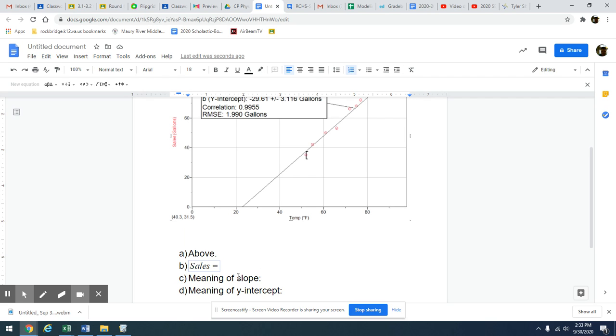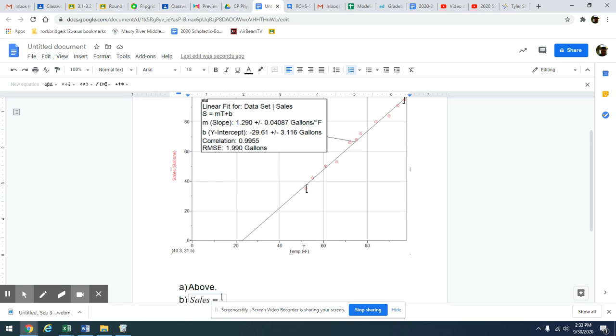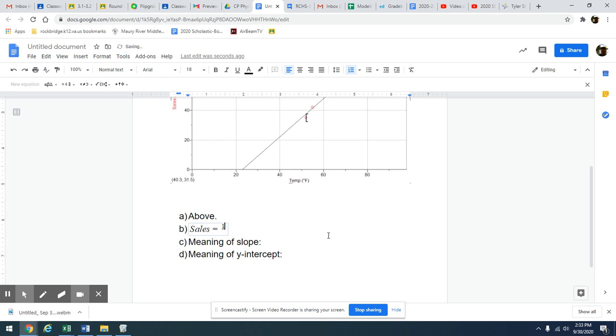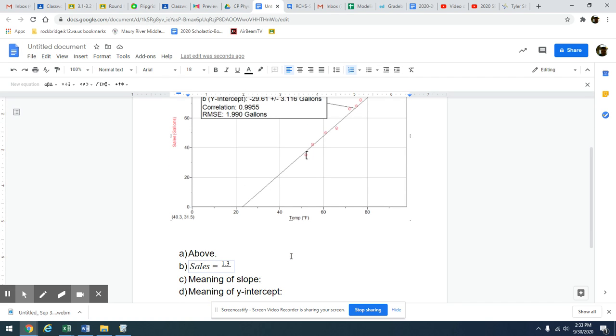Okay, so what's my slope? Well, slope is rise over run. We're always going to write it as a fraction, but a divided out fraction here. So this is 1.290. I'm going to call this 1.3. What should the units of rise be? Slope is rise over run. So the rise, that's the up down. So the units there in the up down direction are gallons.